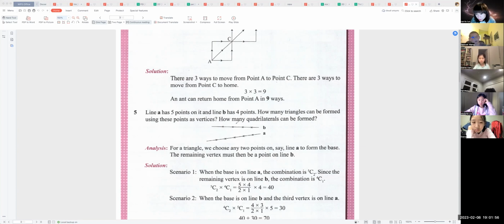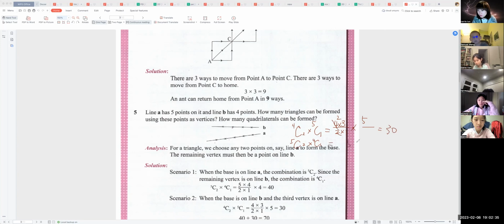It doesn't matter, right? Very good. So that's why it's C(4,2) times C(5,1). I pick 2 here and 1 here, right? Now can I flip it, picking 2 on A and 1 on B? Then it's C(5,2) times C(4,1). Get it? So this one equals 4 times 3 over 2 times 1, times 5, which equals 30.